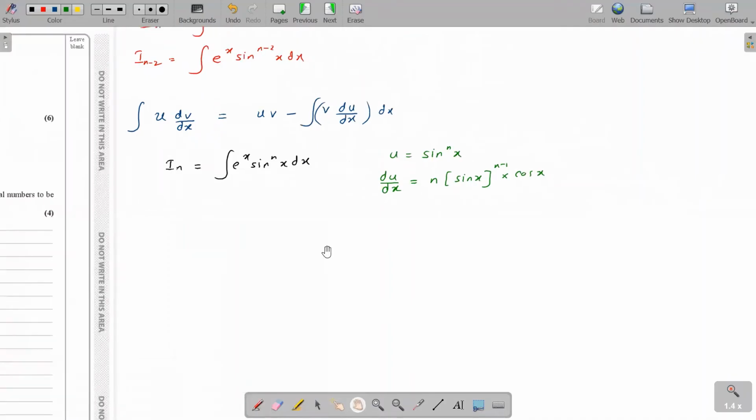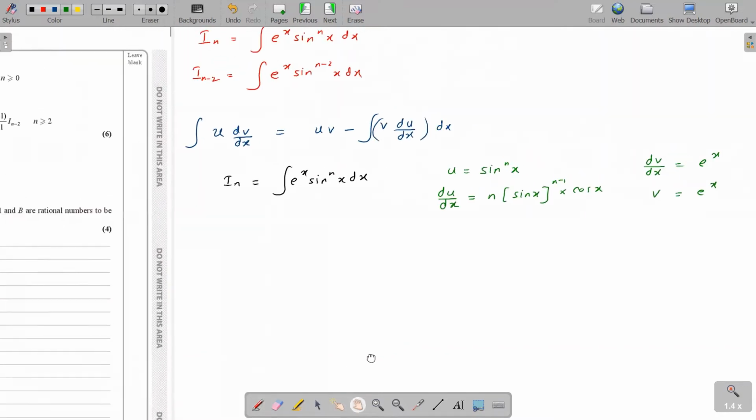And then what about the v? The dv/dx was e^x, the v dash. So when you integrate and get v, what do you get? Integration of e^x is e^x. Shall we apply the integration by parts rule now?